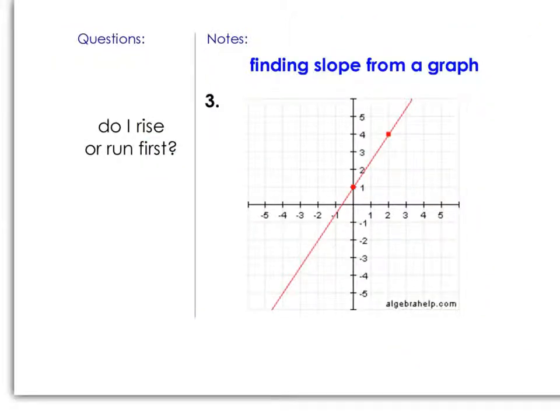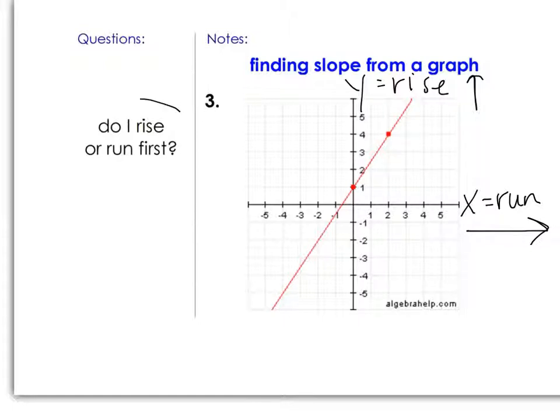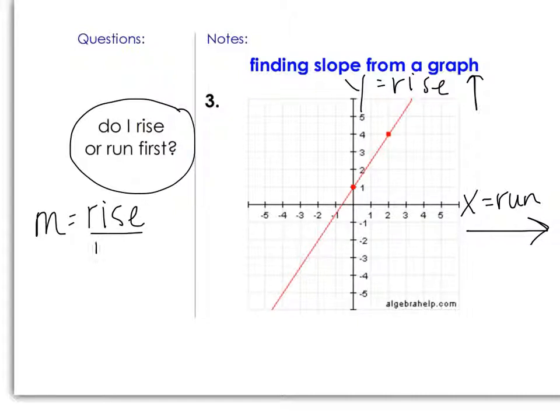So sometimes we're going to have to find the slope from a graph. So this is my x and this is my y-axis. Well, we said that x is when I run, because I run left to right, and then y is my rise, because I rise up and down. So my question is, do I rise or run first? Well, slope says that I rise over my run.